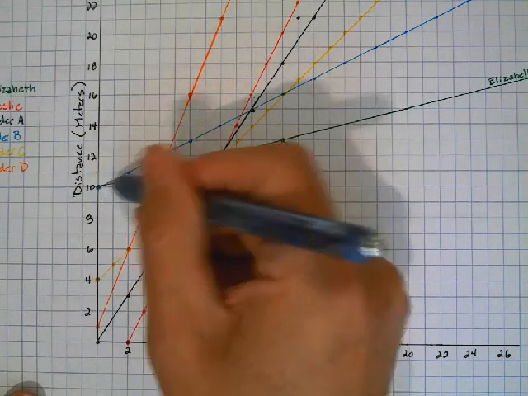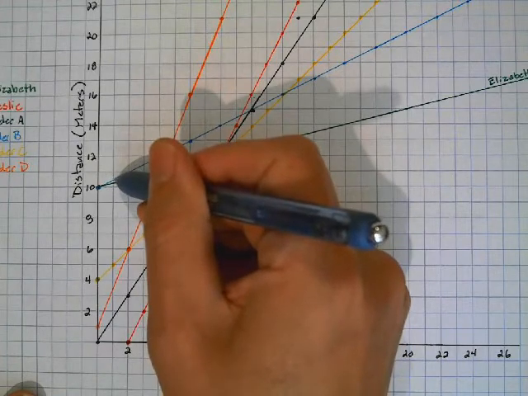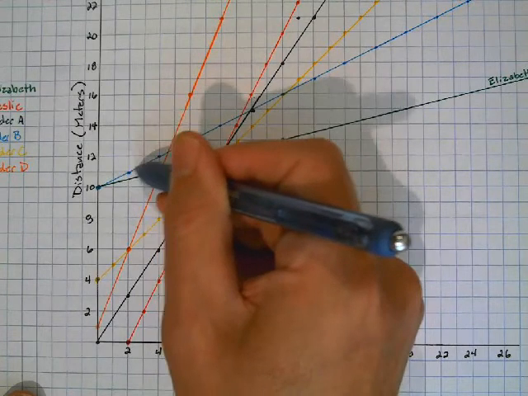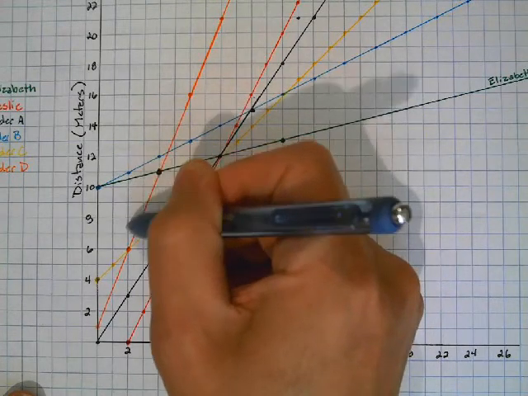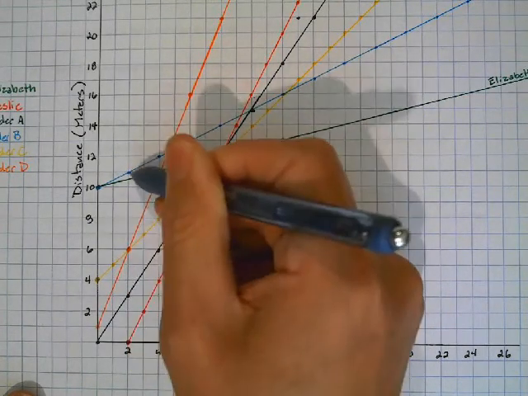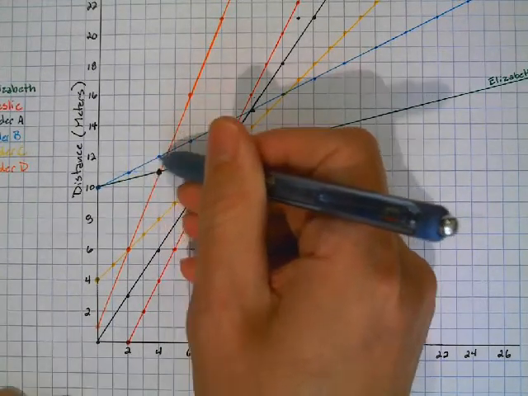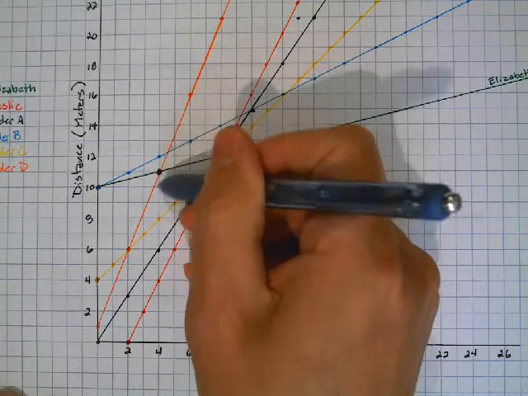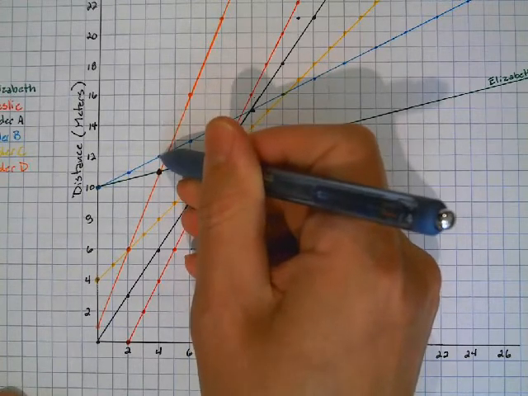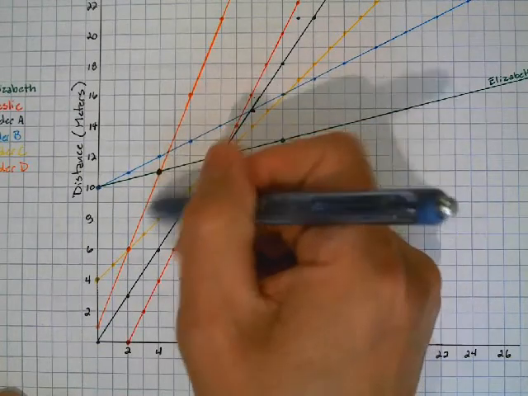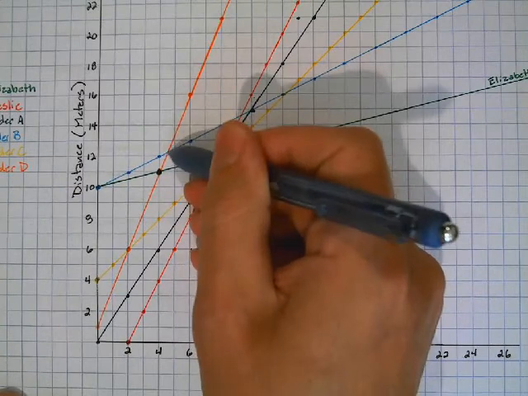Okay, so at 1 second, it looks like Rider B in light blue is in the lead. There's nobody that is farther than them at 2 seconds. Let's go 2 more seconds. 4 seconds into the race, it looks like Rider B is still in the lead. And then, boom, right here, orange, Rider D, overtakes them. So they're tied at this point right there.